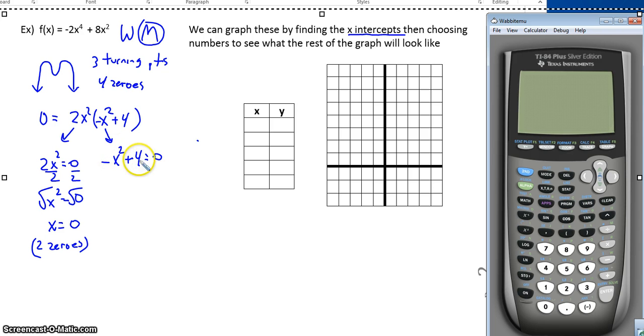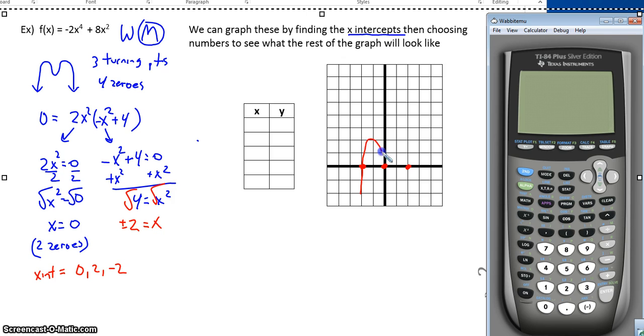I should get the other 2 zeros out of this. I'm going to add the x squared to the other side just to keep that positive. So now 4 is equal to x squared. Get rid of the squared by taking the square root, and again, this is going to give me 2 zeros, plus or minus 2. So the zeros for this problem occur at 0, 2, and negative 2. Another way of saying that is the x-intercepts are 0, 2, and negative 2. So let's plot those. My graph is going to have to come through these points.